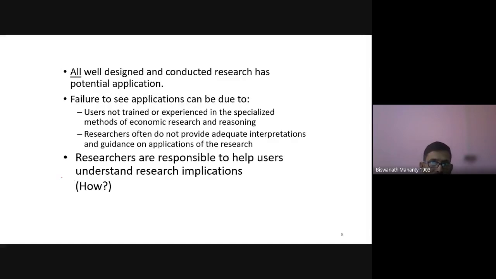Okay, fine. Now, a failure to see applications can be due to several things. If I'm not getting any significant way to find out the application of my work, what is the purpose? Why are you not getting what you are expecting? Here you see, the user is not trained or experienced enough in the specialized methods for your research, not only economic, because this was from an economic point of view. Researchers often do not provide adequate interpretation and guidance on application of the research. That is a very important failure, I will say, a major failure.